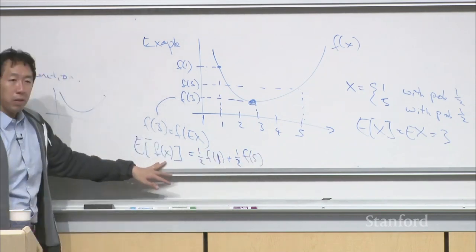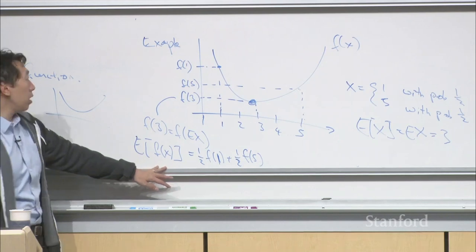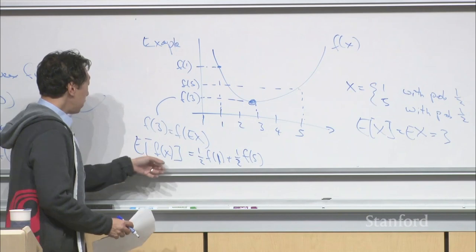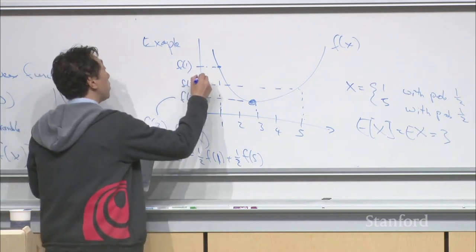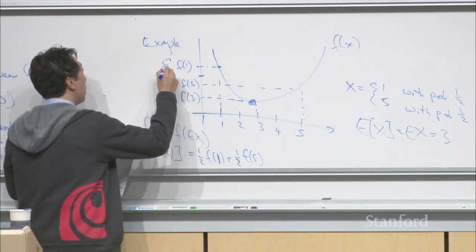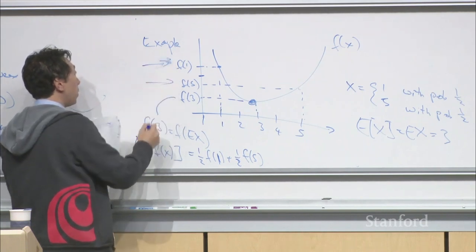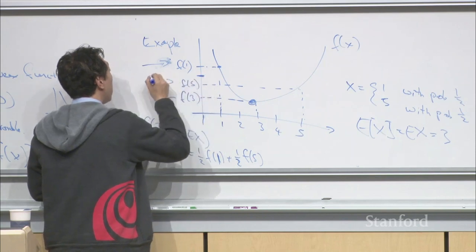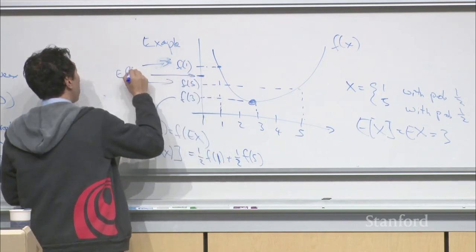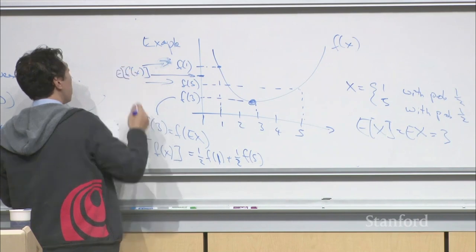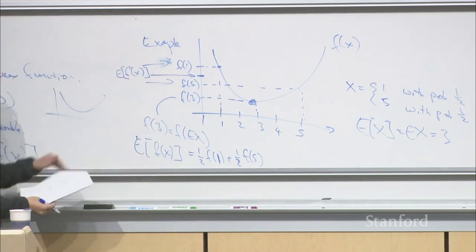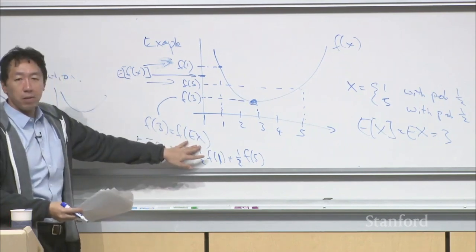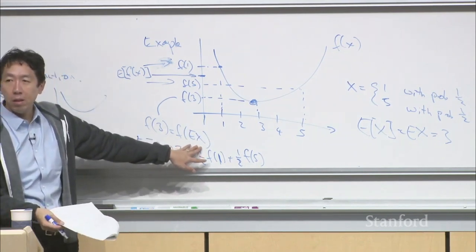Right? So the expected value of f of x is a 50% chance of being f of 1 and a 50% chance of being f of 5. And so the expected value of f of x is equal to this value in the middle. It's really take these two, take this value and take the mean. So it's this value up here. And this value is the expected value of f of x. Okay? And so in this example, the expected value of f of x is greater than f of the expected value of x, right? As predicted by Jensen's inequality.